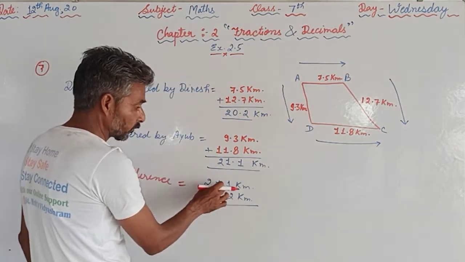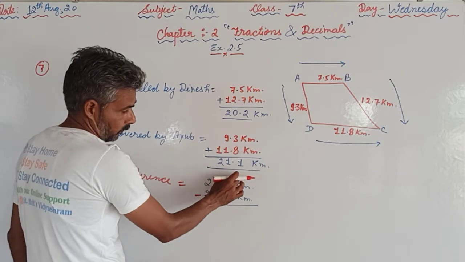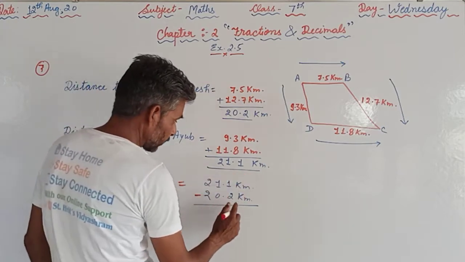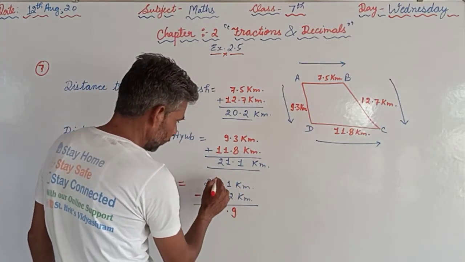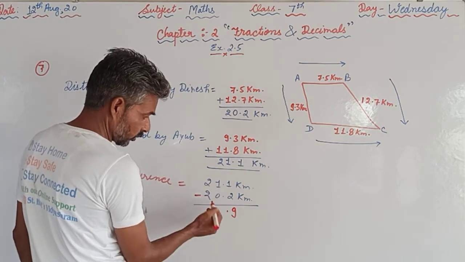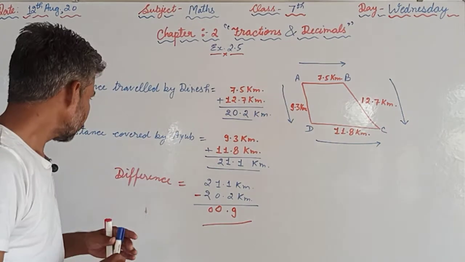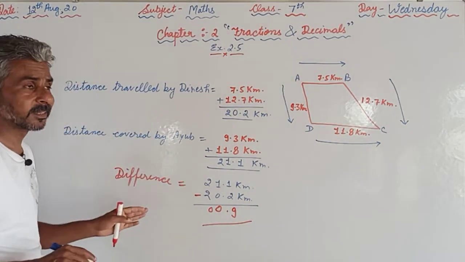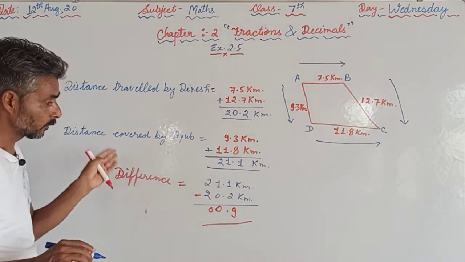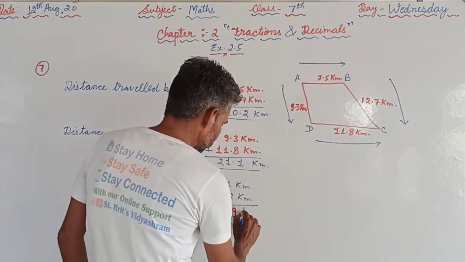2 cannot be subtracted from 1, so we will borrow 1 and it becomes 11 minus 2, that is 9. Then here 0 minus 0 is 0, so 0. So Ayub travelled more distance than Dinesh by this many kilometers.